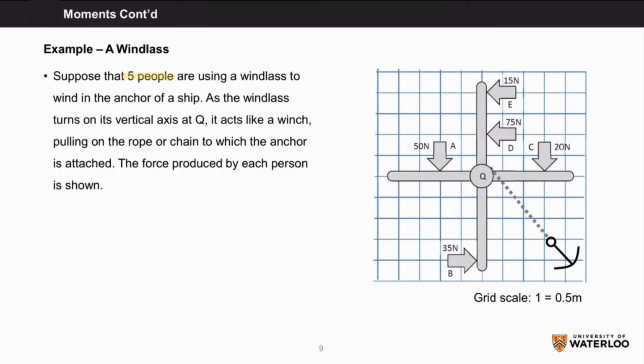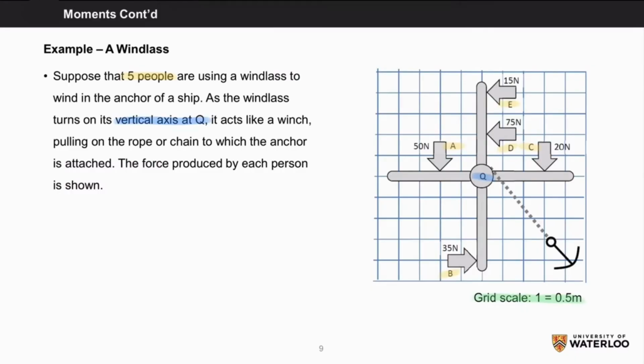As the windlass turns on its vertical axis at Q, it acts like a winch, pulling on the rope or chain to which the anchor is attached. The force produced by each person is shown. Each person is identified by a letter A through E, and they're each exerting some force at different locations on the windlass. For reference, the grid lines are spaced 0.5 meters apart, so each unit is 0.5 meters.